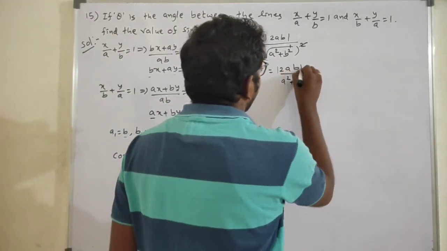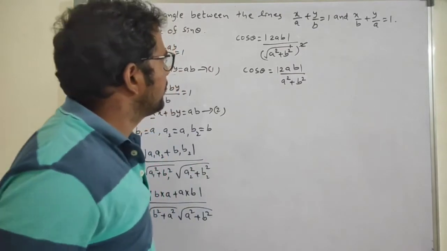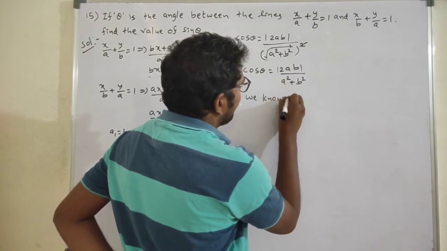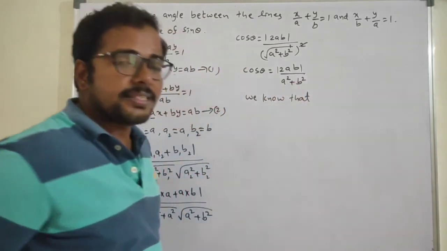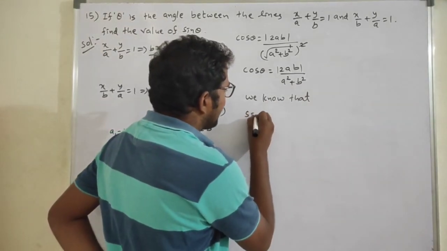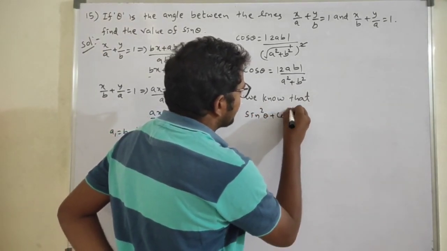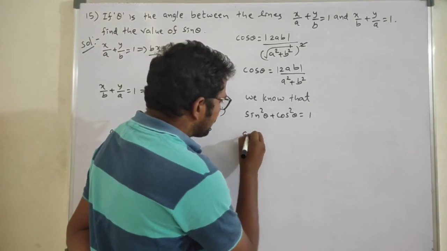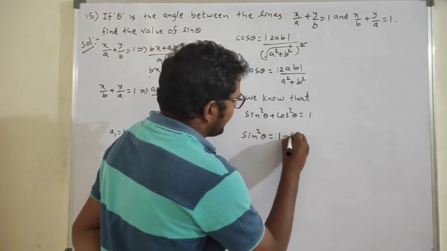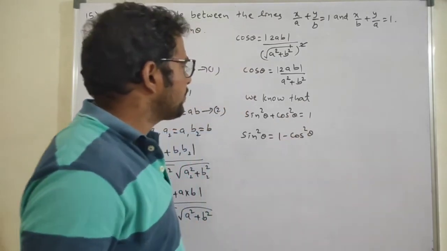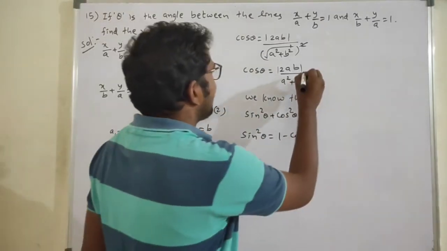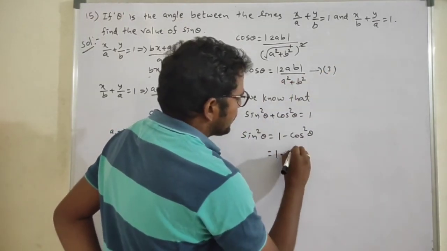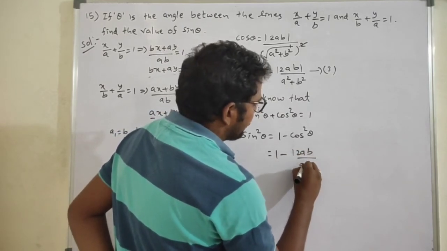Since it is positive, we can remove the modulus. We know the identity sin square theta plus cos square theta is equal to 1. Sending cos square theta to the right side, it becomes minus. Sin square theta is equal to 1 minus cos square theta. Take this as equation number 3. Now substitute the cos theta value here: 1 minus (2ab by a square plus b square) whole square.